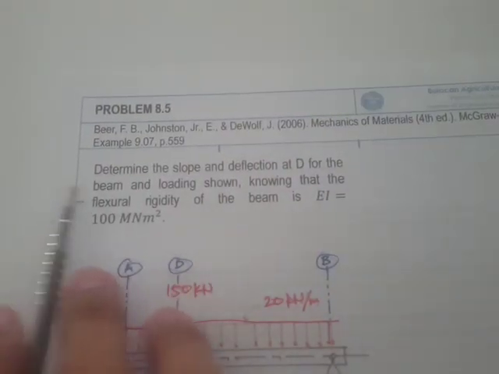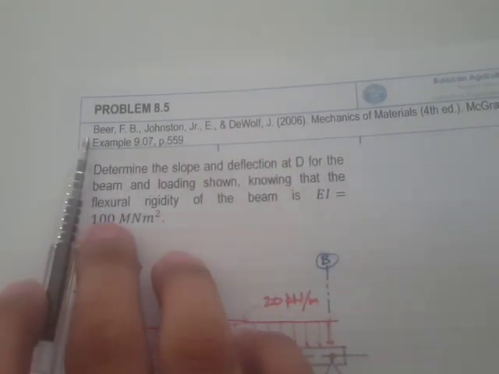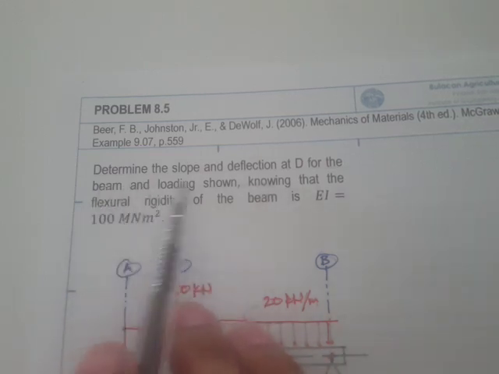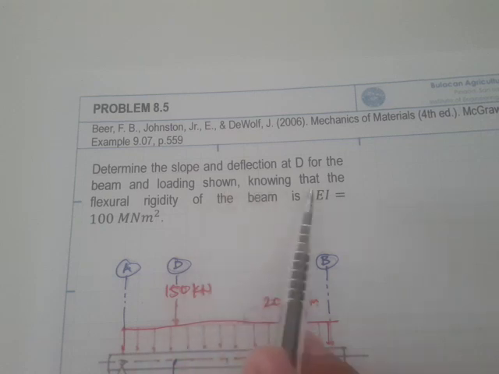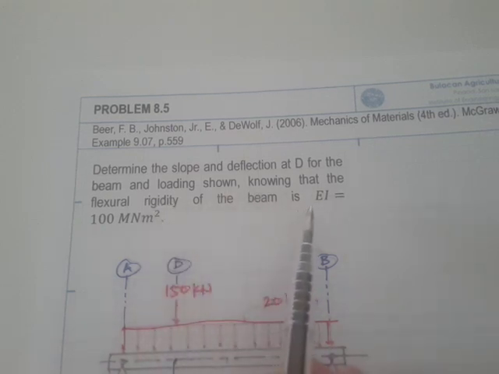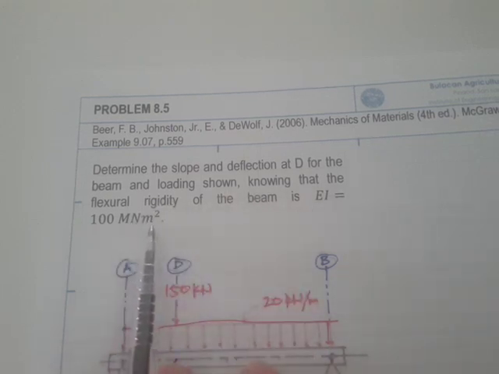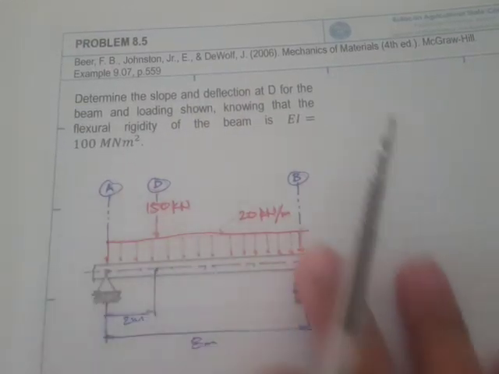Now, this problem is taken from the textbook by Beer and Johnston, and it says: determine the slope and deflection at D for the beam and loading shown, knowing that the flexural rigidity of the beam, EI, is equal to 100 meganewton meter squared. So here's our beam conditions.